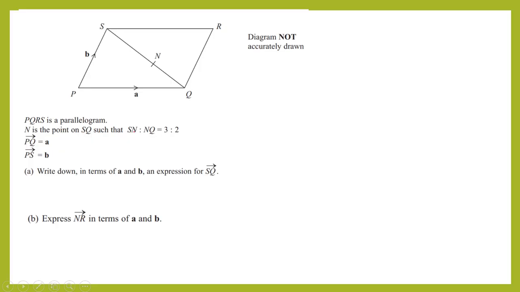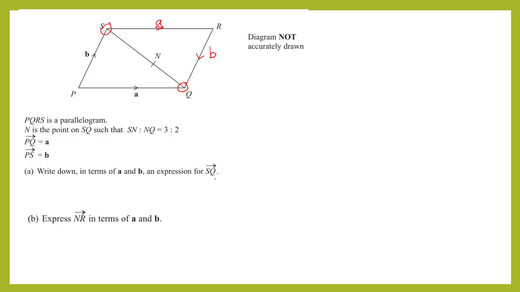SQ such that SN to NQ is 3:2. PQ is a, PS is b. Write down in terms of a and b an expression for SQ. So we need to find SQ. For SQ, the starting point is S and the ending is Q, so you can go through SP then PQ, or you can go through SR then RQ. Since this is a parallelogram, this vector is a, the opposite vector is a, this vector is b, so this vector is b as well.